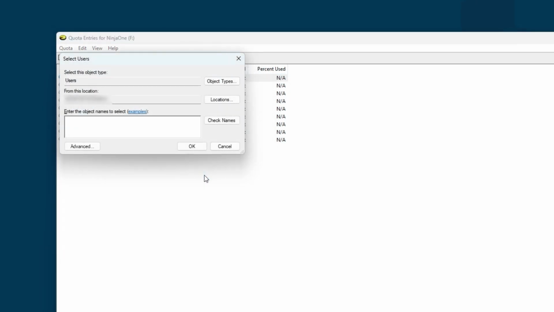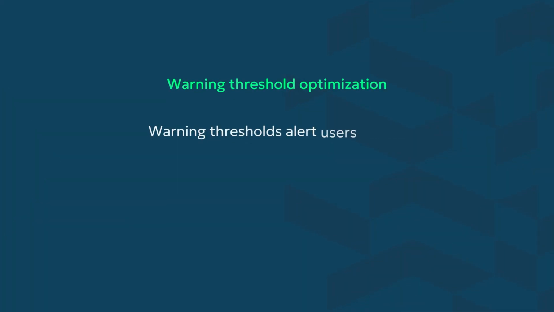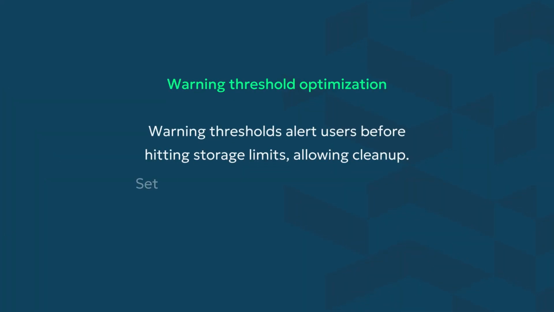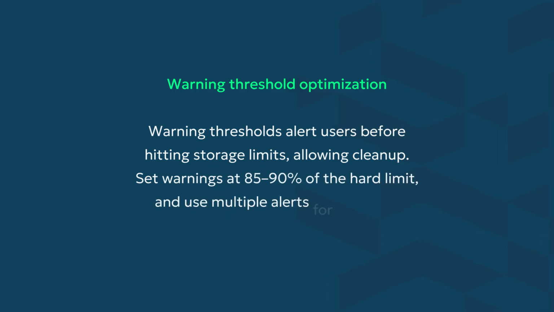Click OK to save. Warning thresholds give users a heads up before they hit their storage limit, so they can clean up in time. A good starting point is setting the warning at 85 to 90% of the hard limit. For important systems or fast-changing storage needs, consider using multiple alerts to give more notice.